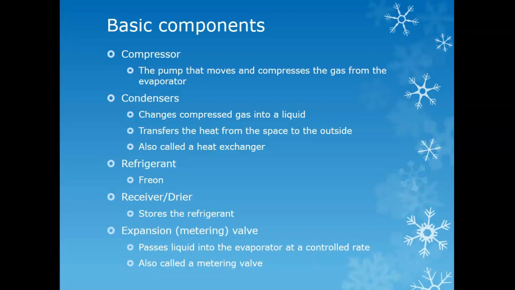Sorry. You have a receiver dryer. This stores the refrigerant. You have also got what are called expansion valves. All right, and this passes liquid into the evaporator at a controlled rate, also called the metering valve. Because we don't want to just have it uncontrolled, because you could end up with too much at one end and not enough at the other. So what you have to do is be very careful in how you move it.